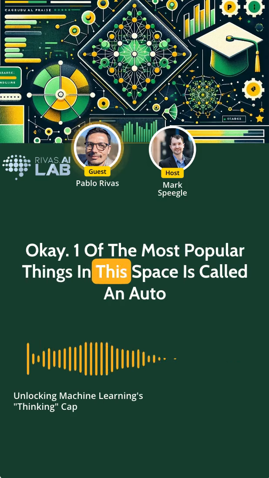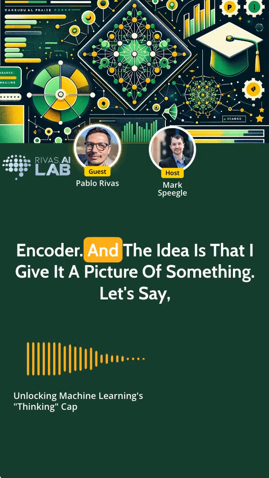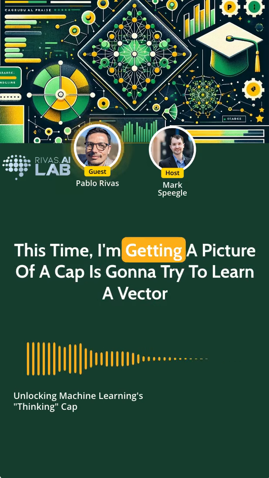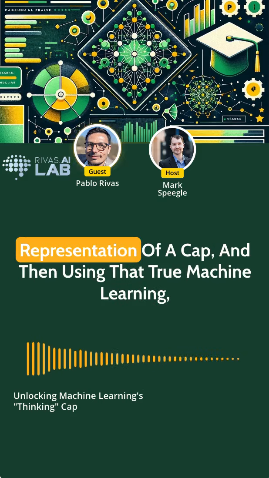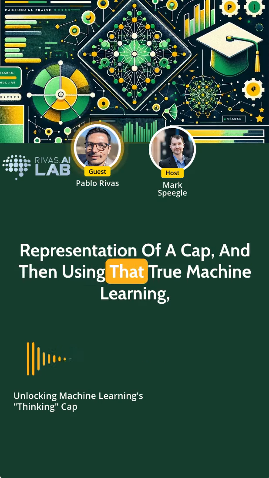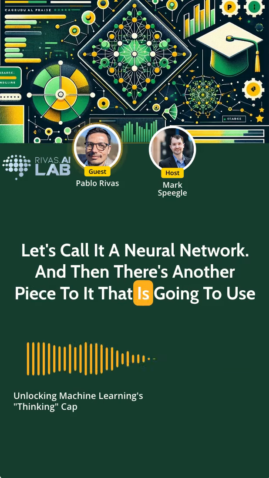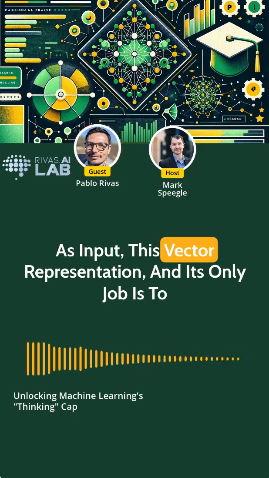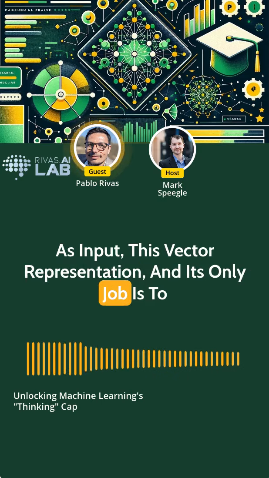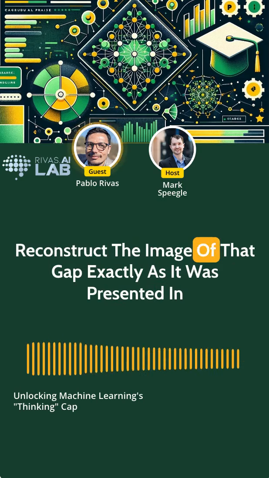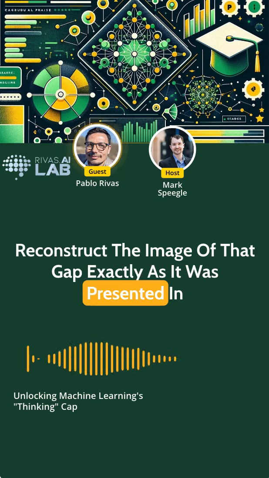okay, one of the most popular things in this space is called an autoencoder. And the idea is that I give it a picture of something. Let's say this time I'm giving a picture of a cat. It's going to try to learn a vector representation of a cat, and then using that through machine learning, let's call it a neural network. And then there's another piece to it that is going to use as input this vector representation, and its only job is to reconstruct the image of that cat exactly as it was presented in the input.